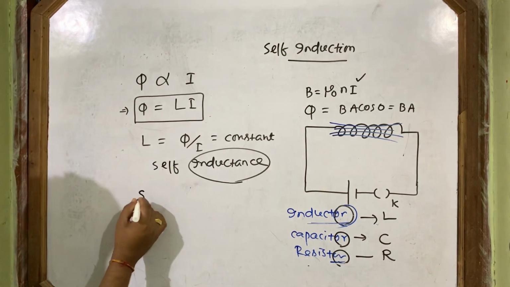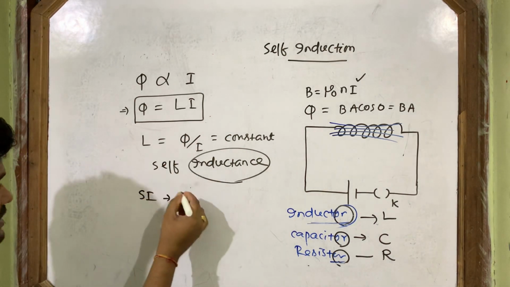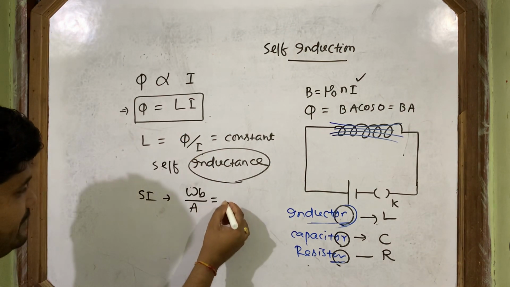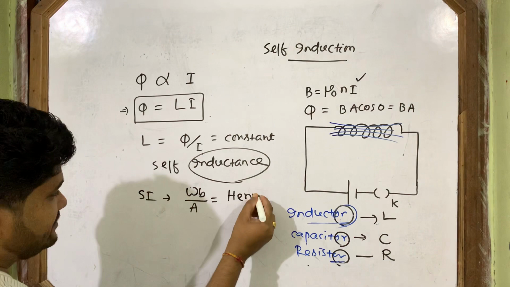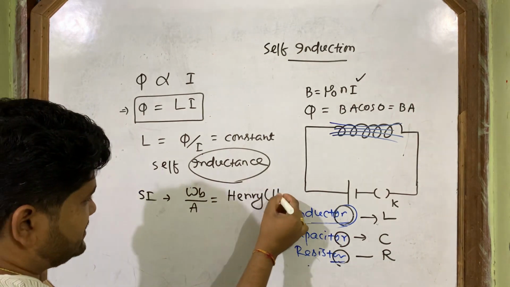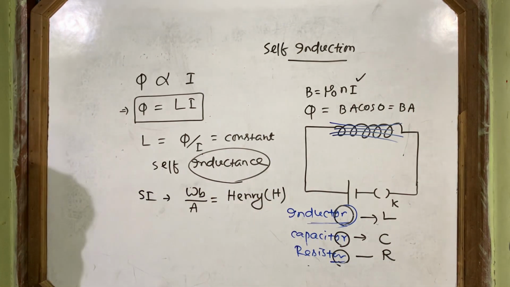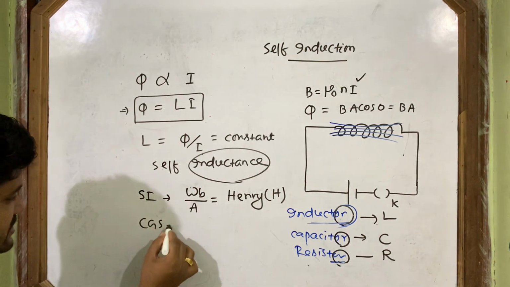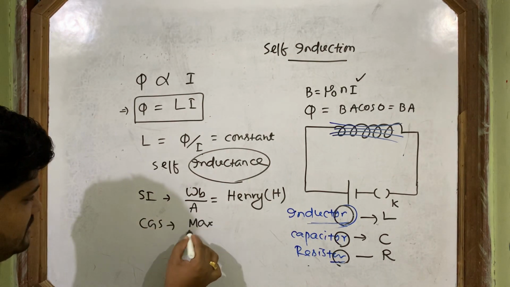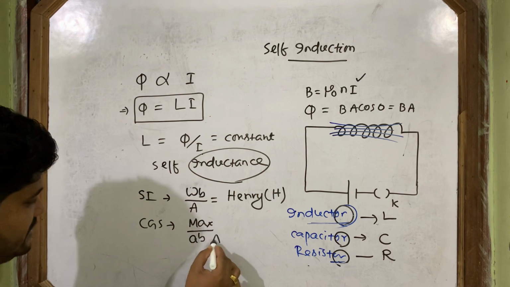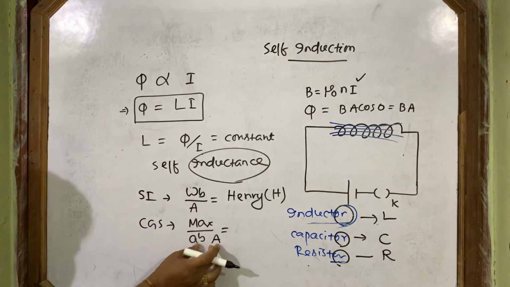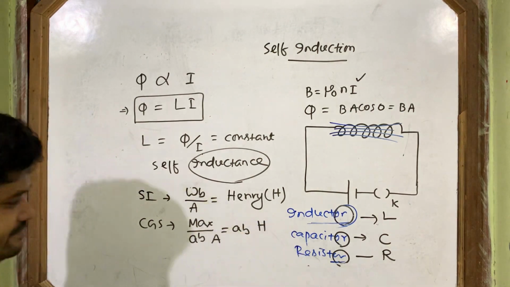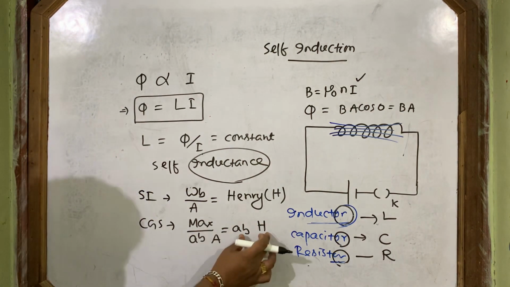Then what is the SI unit? Flux is in Weber and current is in ampere, so Weber per ampere is Henry, named after the scientist Henry. The symbol is capital H. Then what is the CGS unit? It is Maxwell per abampere. The electromagnetism chapter is going on, so this is abampere, and this is abhenry.